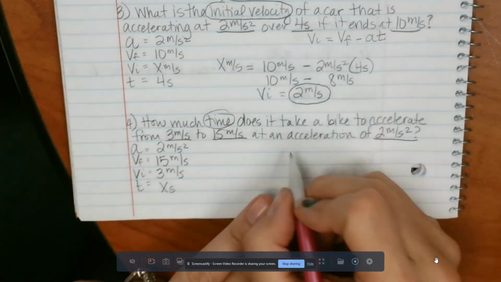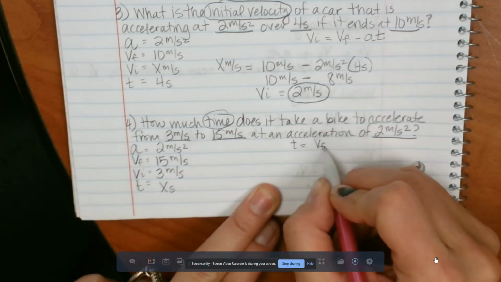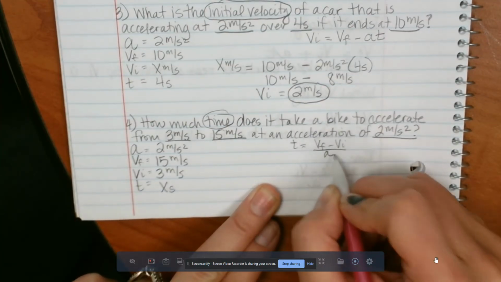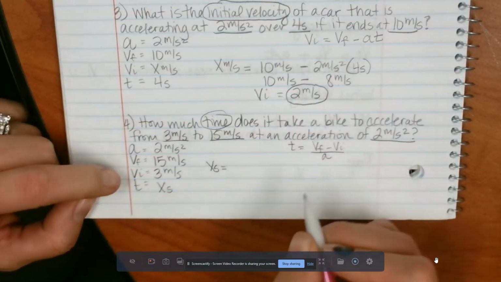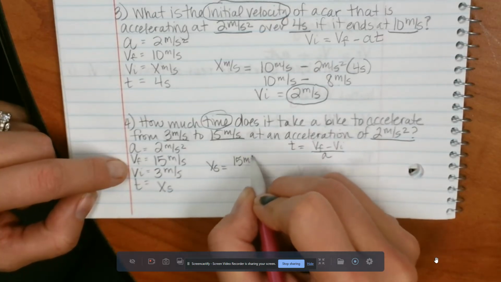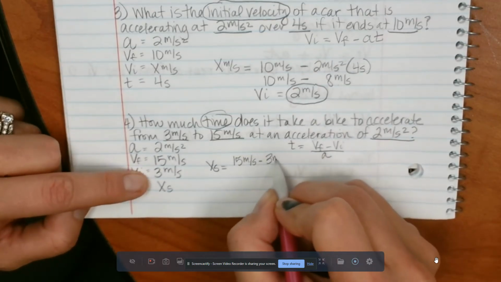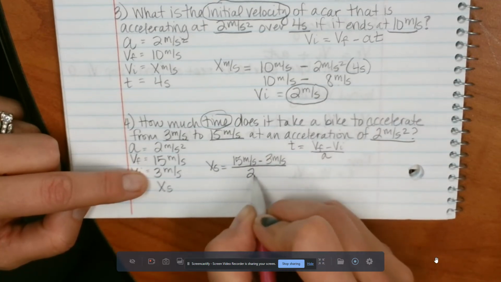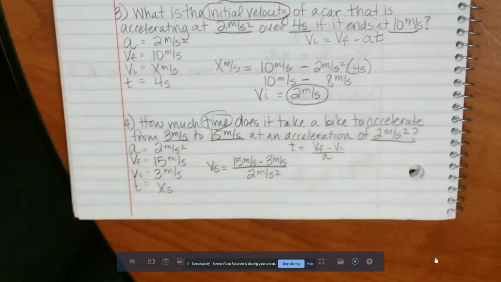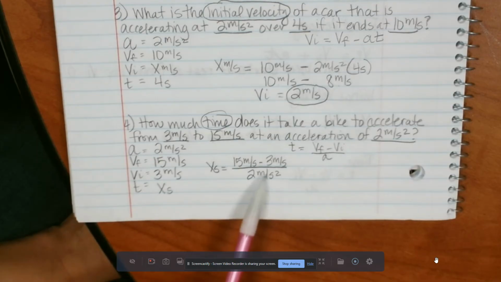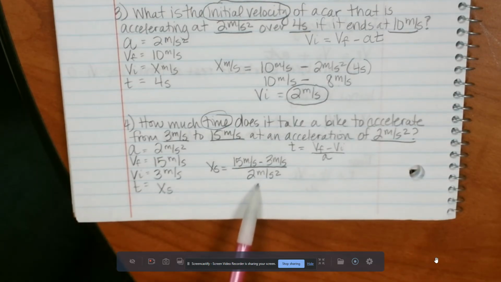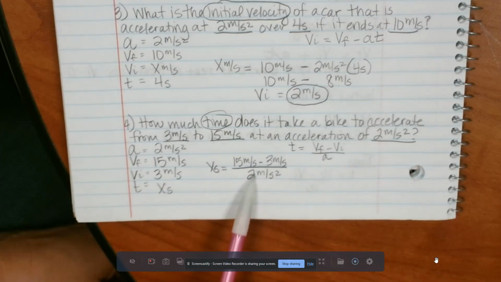Okay, so now we're going to plug it into our time equation. Time equals VF minus VI over A. So time is my x seconds. So x seconds equals my VF, 15 meters per second, minus my VI, which is 3 meters per second, all divided by my acceleration of 2 meters per second squared. So order of operations, I always have to solve everything on top and bottom before I divide. The squared is not doing anything to the number. It's just the unit. So remember that in acceleration, never square the number.